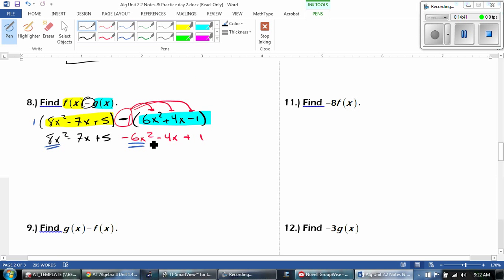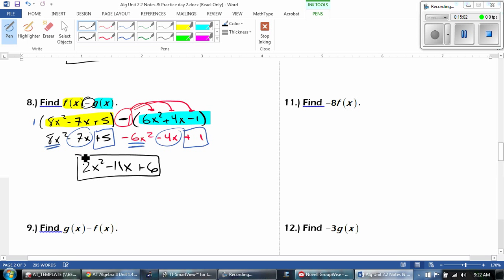8x squared minus 6x squared is 2x squared. I have negative 7x minus 4x, which gives us negative 11x. And then I have positive 5 plus 1, so 5 plus 1 we get 6. So we got 2x squared minus 11x plus 6.